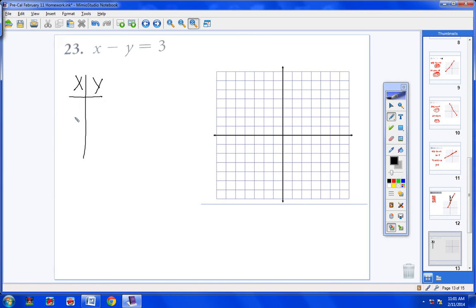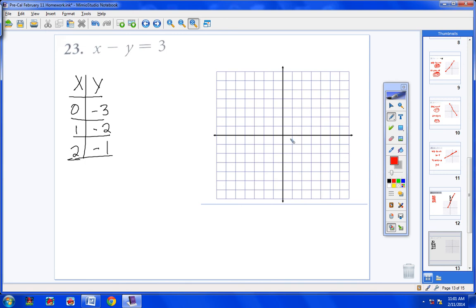Again, we're going to use the table of values. You can put any 3 x values in that you choose. I like to use 0, 1, and 2. If I put a 0 in for x, I will get out a -3. Watch your signs there. If I put a 1 in for x, let's see, bring it over. That would give me a 2, so a -2. If I put a 2 in for x, I will get out a -1.